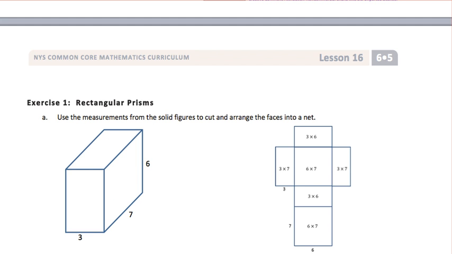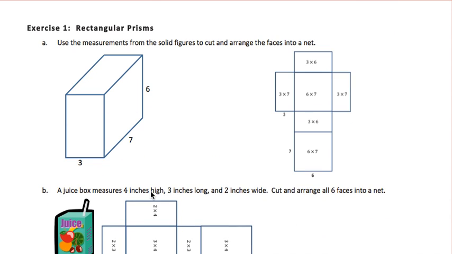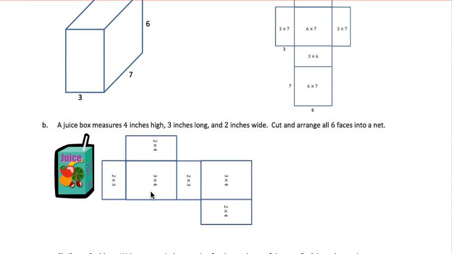So one possible configuration for the net of this rectangular prism is shown to the right. There are other ways to draw the net, but most importantly, you need to know that if you were to cut it out and fold it, it would become this 3D figure. So if you're in doubt, you might want to take a separate sheet of paper, draw it, cut it out, and see if it folds. The second shape is a juice box. After you try your net, take a look at the net that I have posted for you here.